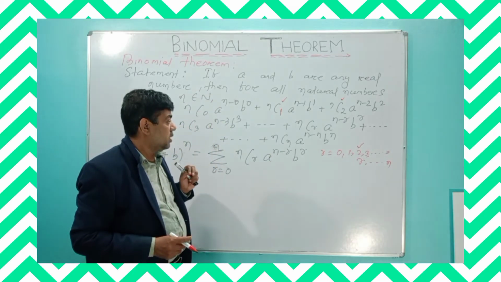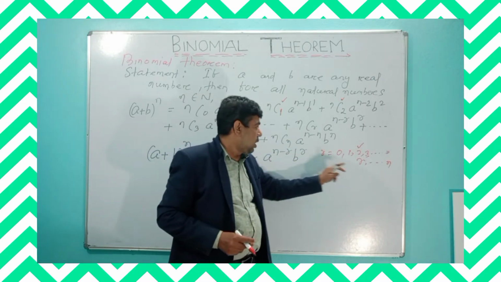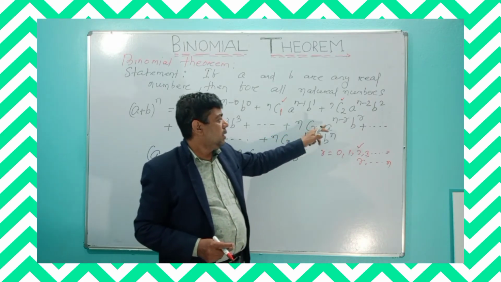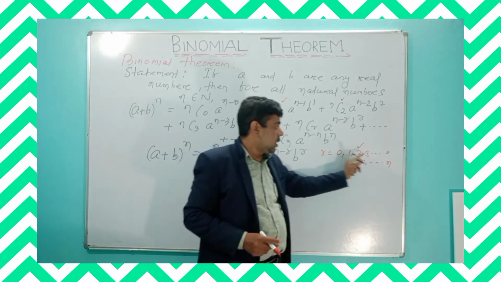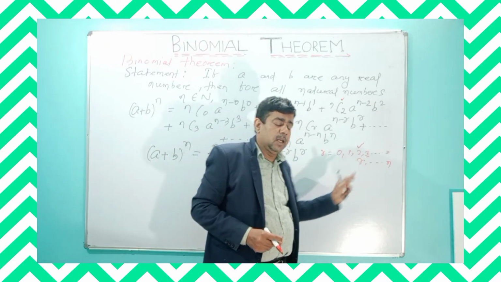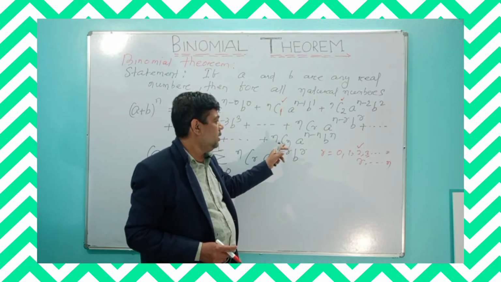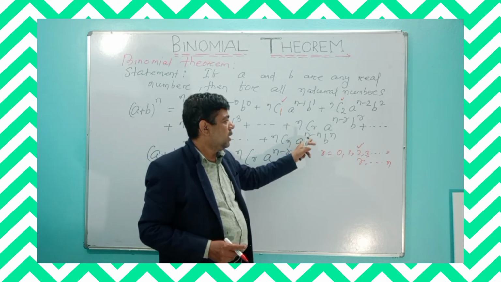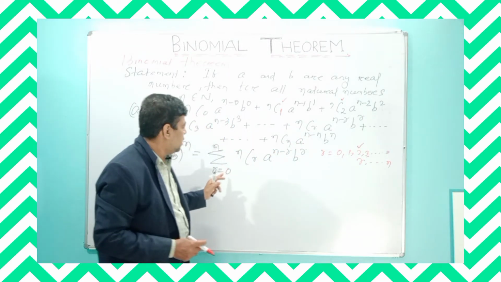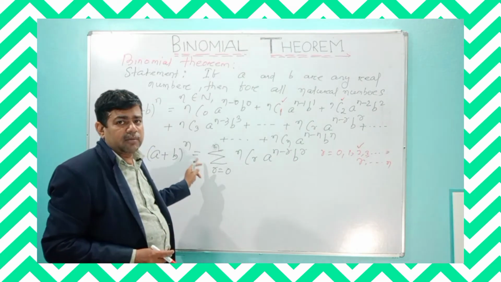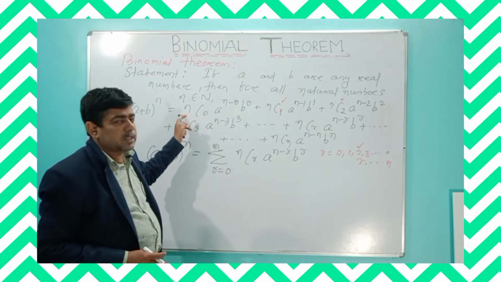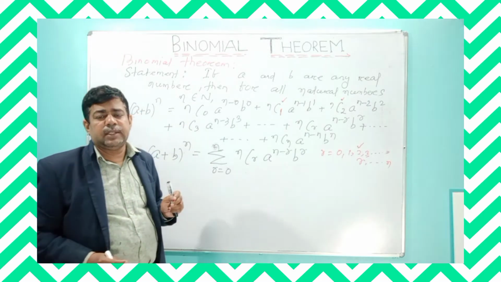In the same process, when r is equal to r, we can write nCr a^(n-r) b^r. And the last term, when r is equal to n, is nCn a^(n-n) b^n. So this is the shorthand, symbolic representation of the binomial theorem, and this is the expanded form of the binomial theorem, right?